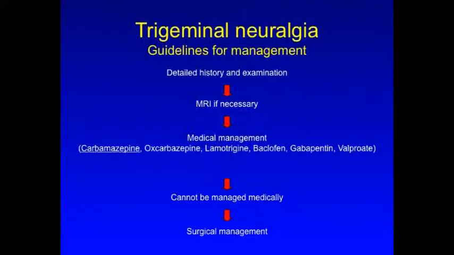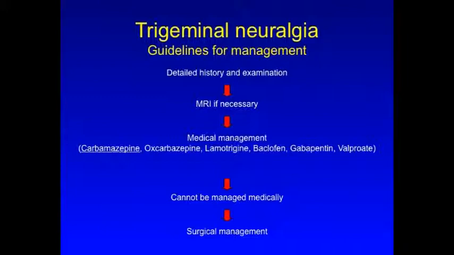Now, the guidelines for management. You get a detailed history and examination. You need to get a characterization of the pain. Then MRI if necessary. Then medical management. Now, we know carbamazepine is the drug of choice in the treatment of trigeminal neuralgia. You can also use Trileptal, which is oxcarbazepine, and lamotrigine has been used, baclofen, gabapentin, valproate. Lyrica sometimes can be used off-label.